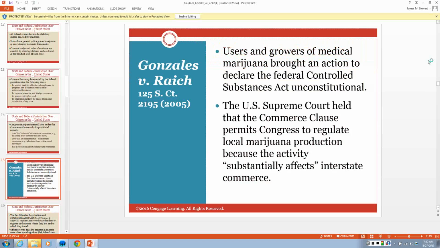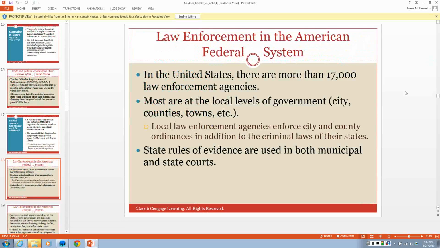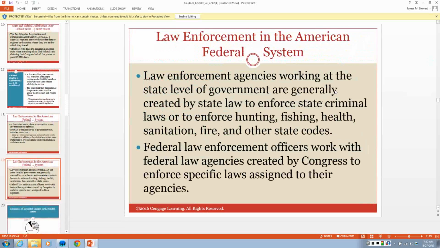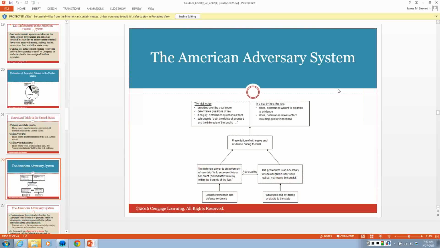Now, the other thing I wanted to talk about in this particular chapter, I'm going to skip through some slides here. Just want to make sure that you understand this. It's the fact that our justice system in the United States is considered an adversary system, as opposed to other countries who have more of an inquisitorial system.